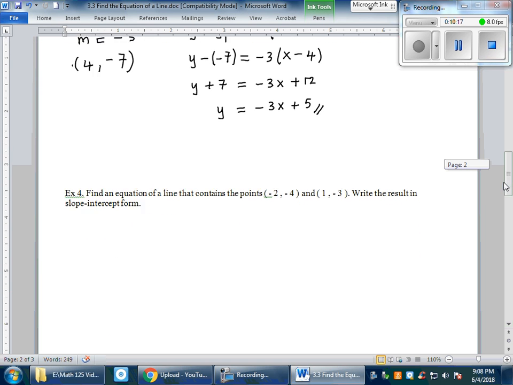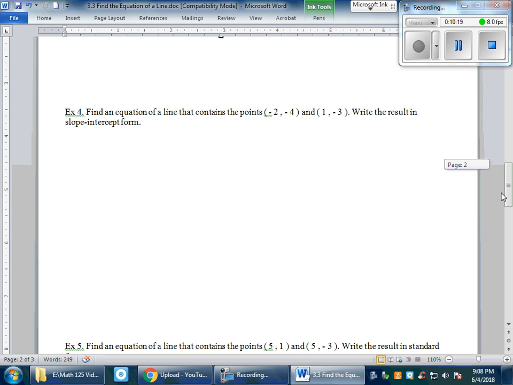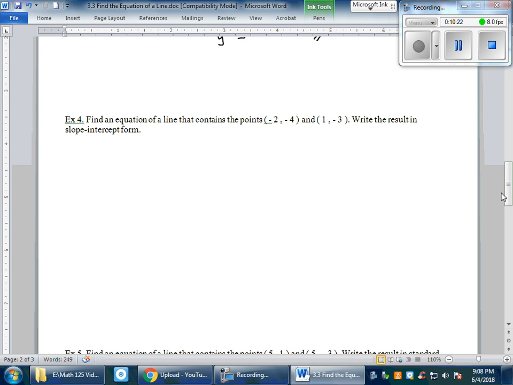Next, this time I give you 2 points on a line. Find an equation of a line that contains the points -2, -4, and 1, -3. Write the result in slope-intercept form again. Whenever we're looking for the equation of a line, slope is a must that we need to know. So on this problem, it's given 2 points but not the slope. However, if we know 2 points, we can find the slope, which is from the previous sections, right?